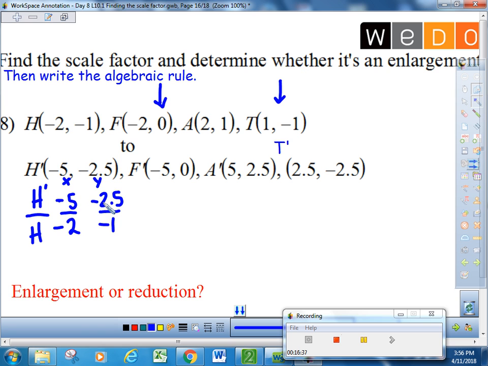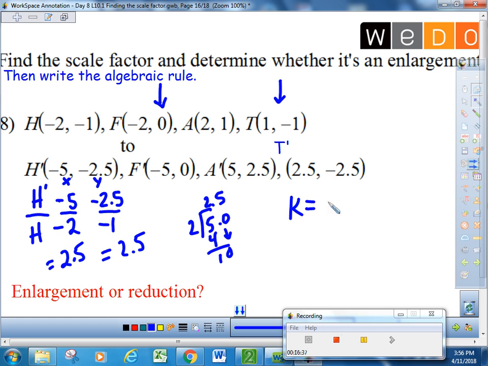So now I can simplify this. Negative over negative is a positive. 2.5 over 1 is just 2.5. 5 over 2. If you don't know what that is, you can always divide. Goes in twice. 4, add a decimal 0, bring it down, goes in 5. So a negative over negative is a positive. This is going to be 2.5. My K is 2.5.